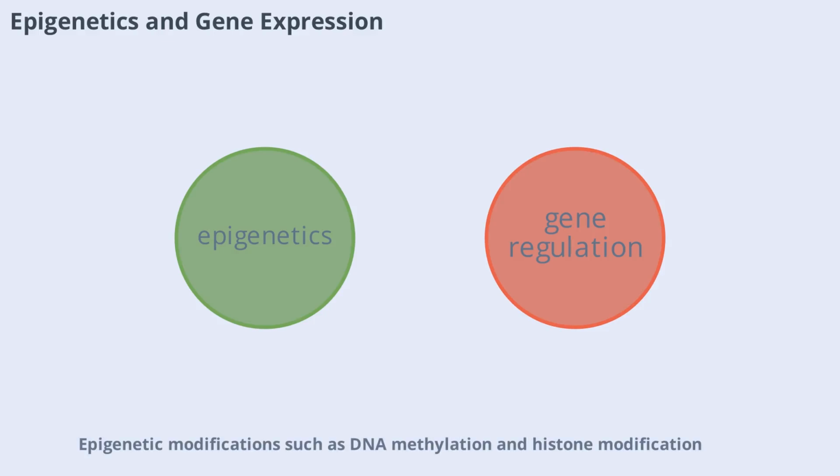Epigenetic modifications, such as DNA methylation and histone modification, play a key role in regulating gene expression. These changes do not alter the DNA sequence but can turn genes on or off. Studying epigenetics alongside gene expression provides a more complete picture of gene regulation and cellular identity.